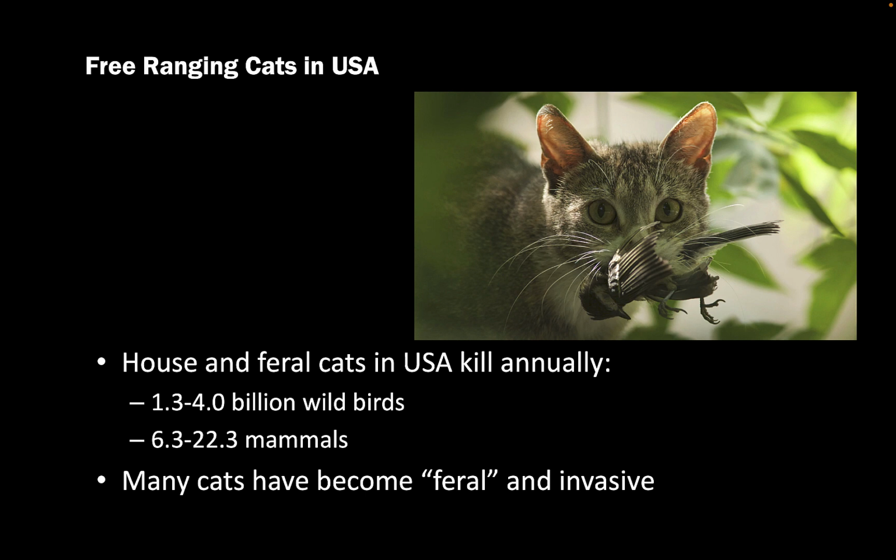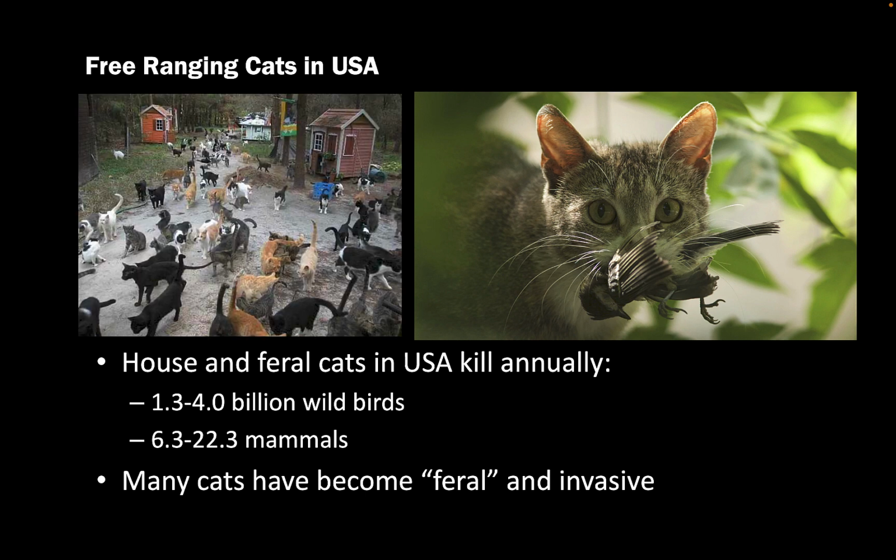Another intentional introduction is that we have house cats in the United States. And house cats in some cases become barn cats, and barn cats become wild feral cats. And they find that house cats that are let out of the house and feral cats in the United States annually will kill between 1.3 and 4 billion wild birds and between 6.3 and 22.3 billion mammals. Many cats have become feral and invasive, and it really is a very serious problem. So the recommendation is that if you have a pet cat and you let it outdoors, that you put a bell around its neck so it's unable to sneak up and kill the native bird species.